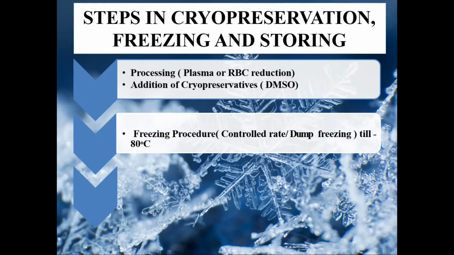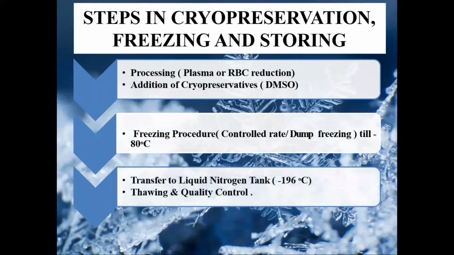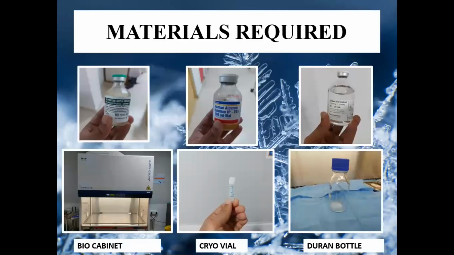What is the temperature for vapor phase? It is -154, and liquid phase is -196 degrees Celsius, which is the standard method of freezing. It is the liquid phase. I hope you know the basic difference between the liquid phase of nitrogen, the vapor phase of nitrogen, and -80°C. Then after freezing, you have to thaw at the time of transfusion, and after thawing, you have to check for the QC, quality control.